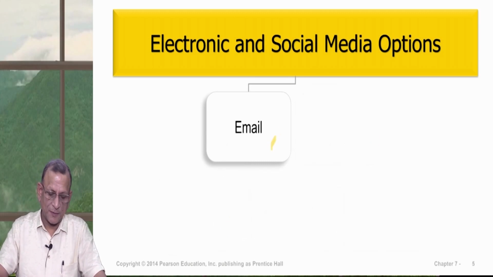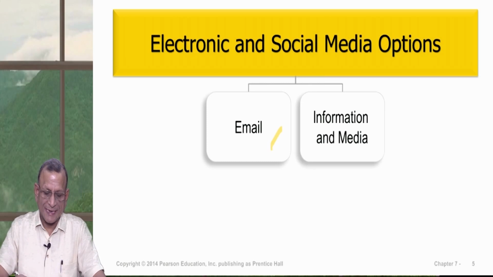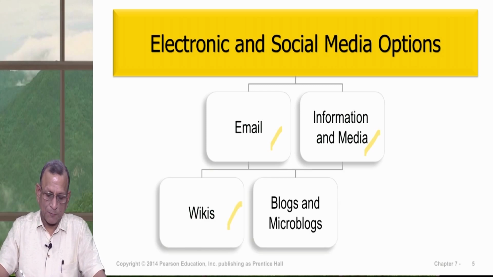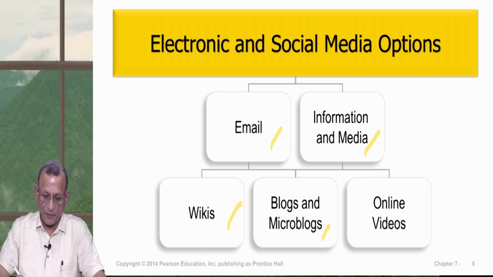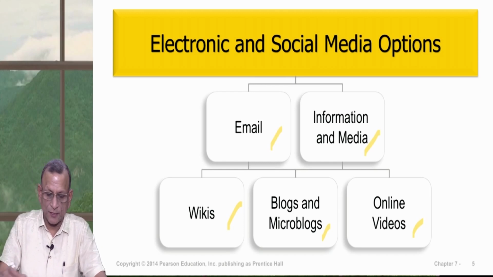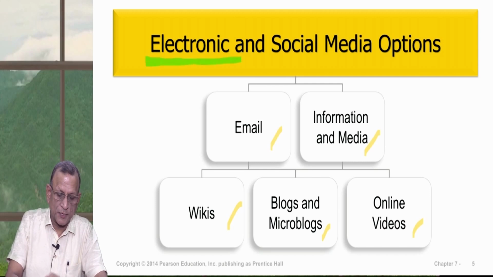And then emails. In chapter number 4, we have understood the etiquettes for email also. Then information and media, what kind of information we may provide on the media, wikis, blogs and microblogs, and finally online videos. We have such kind of things. So, we have multiple options to communicate with others electronically. We can communicate electronically with others in so many ways.